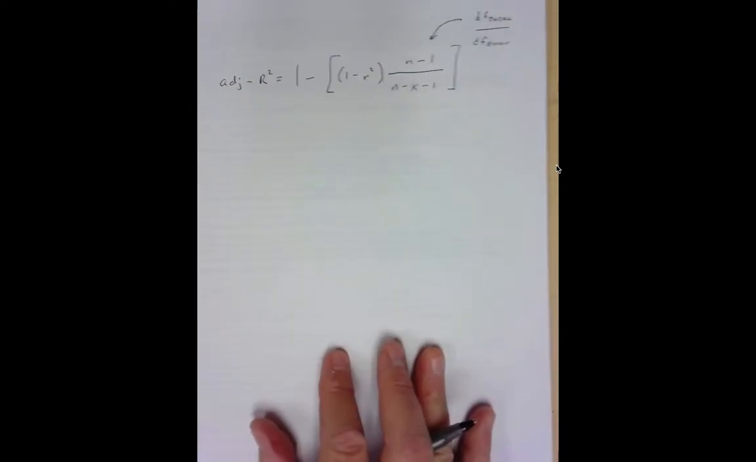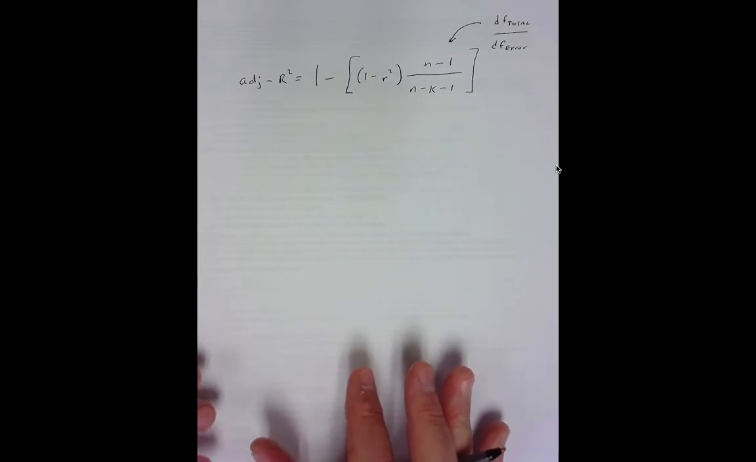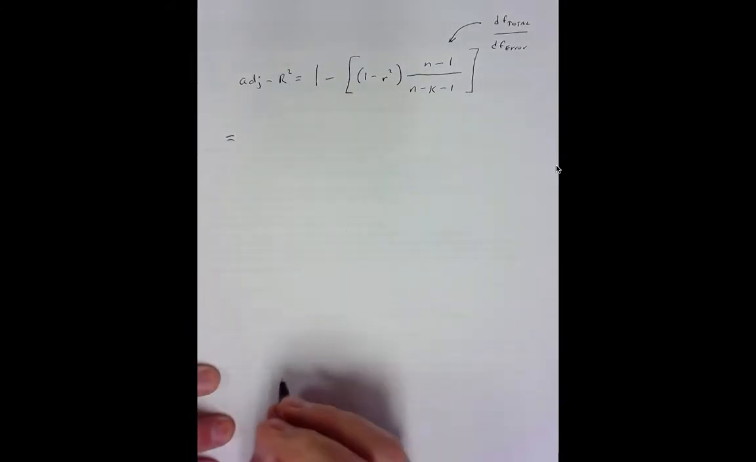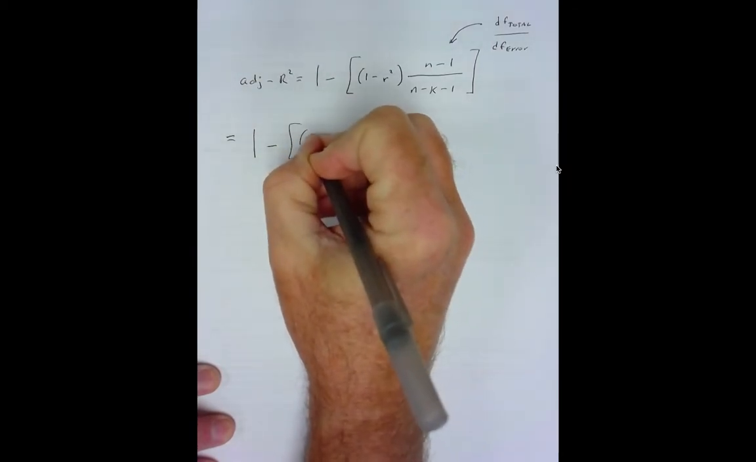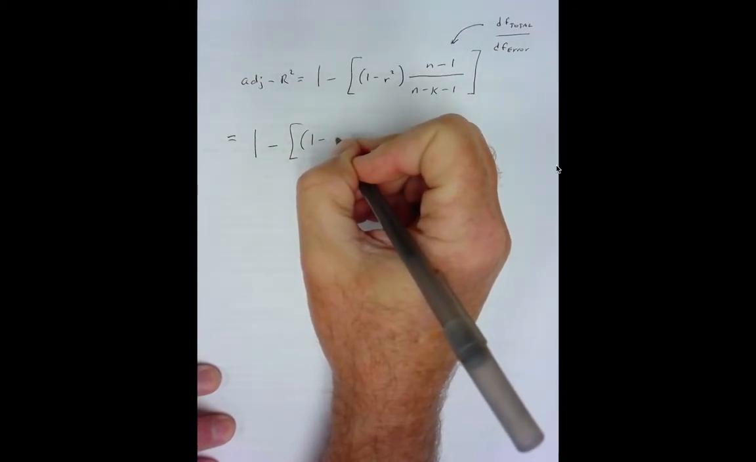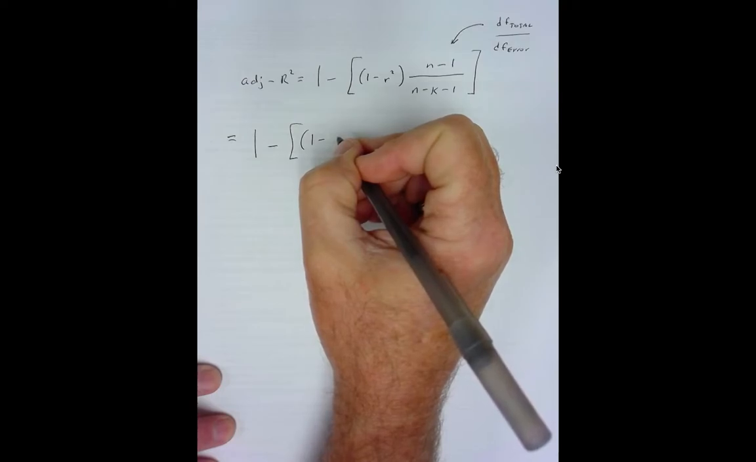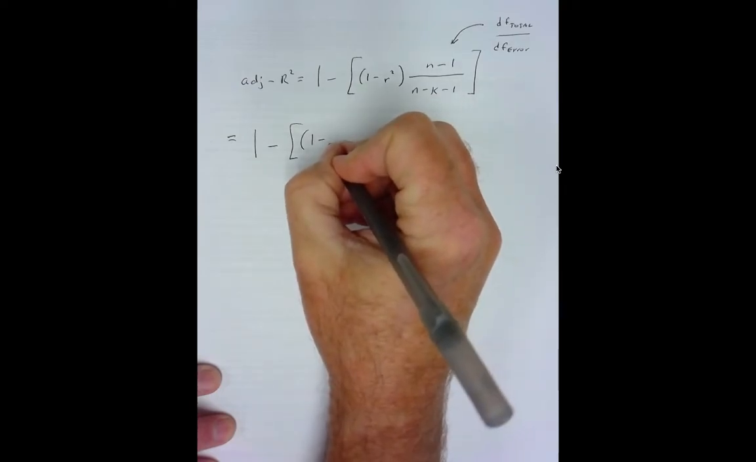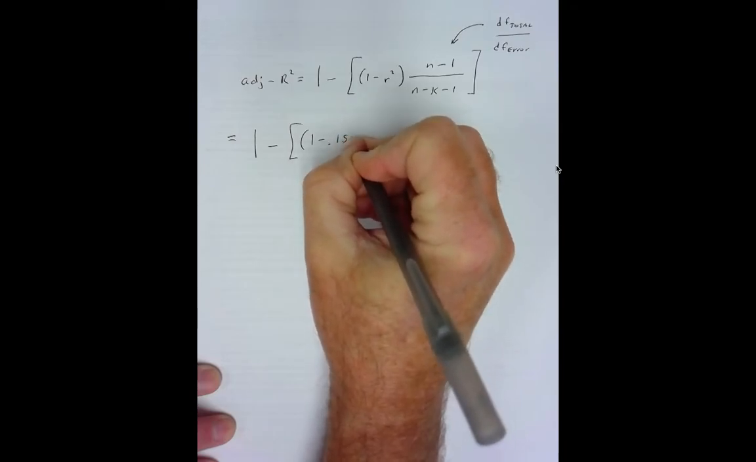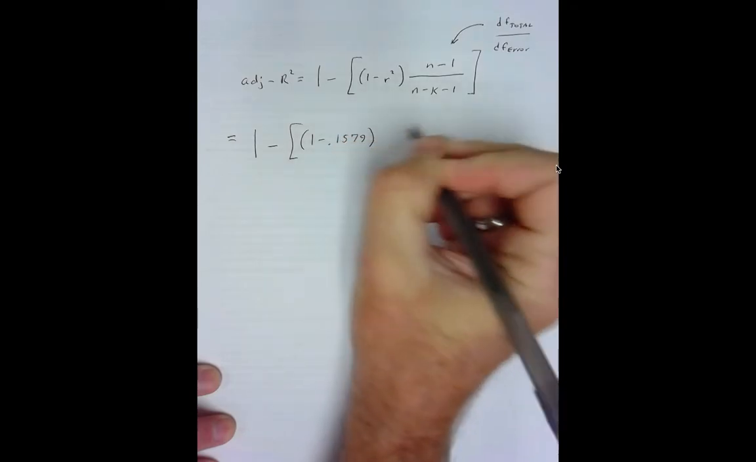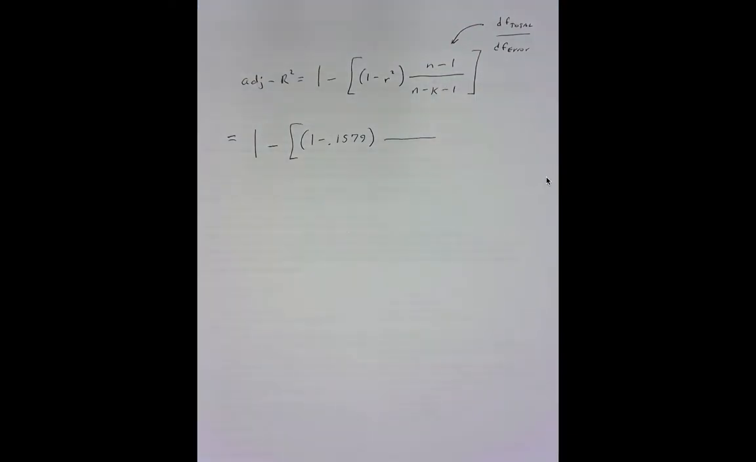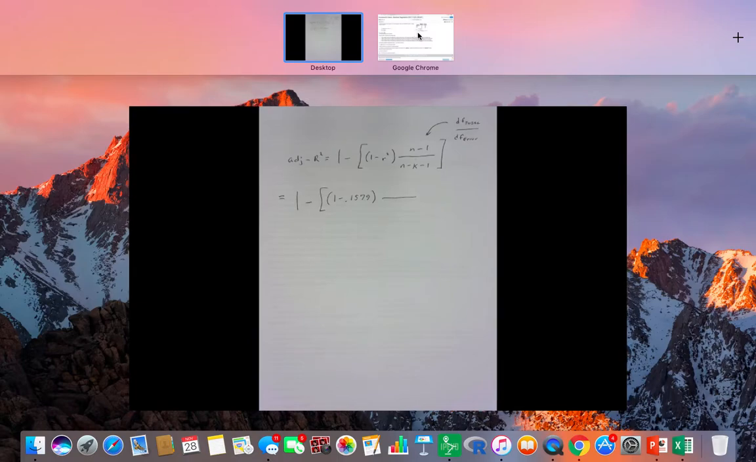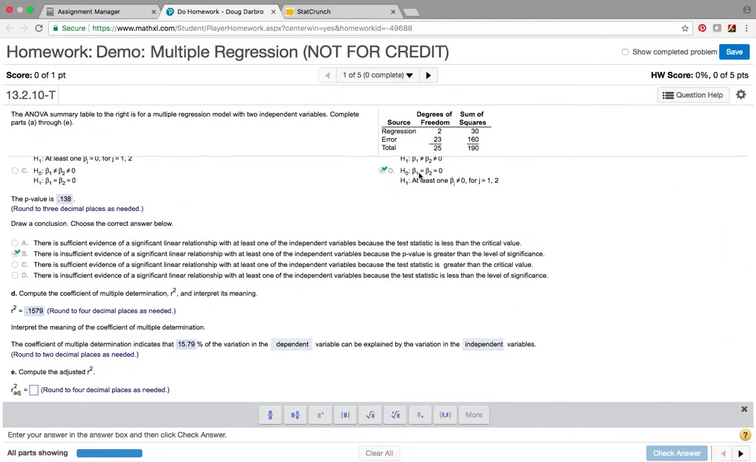And since we're given the partial ANOVA table, this is going to be easy stuff to get. So we have 1 minus, we saw that the r squared was 0.1579. And we can go back and get the degrees of freedom for the total and the error. I believe it's 29 and 27. No, it's 25 and 23. Good thing I checked.